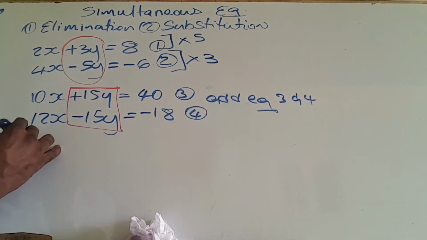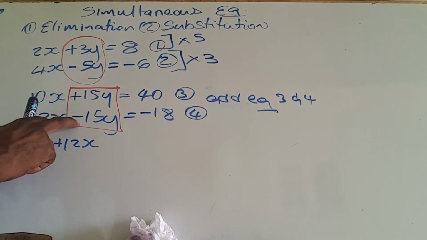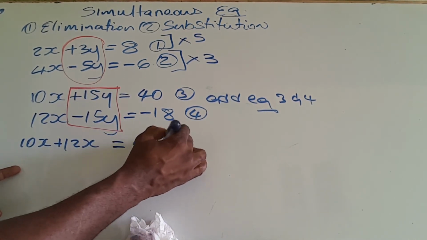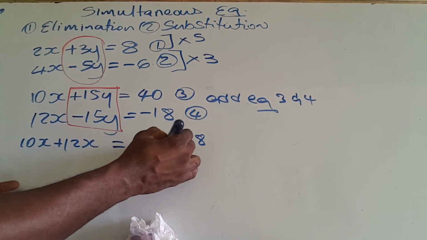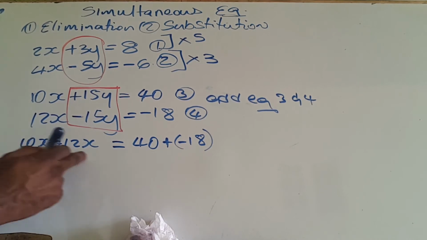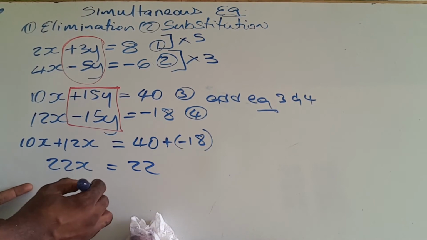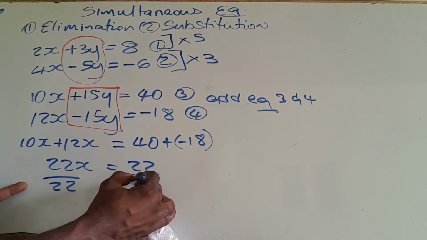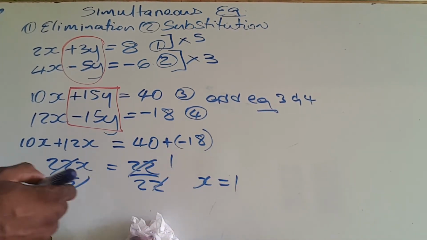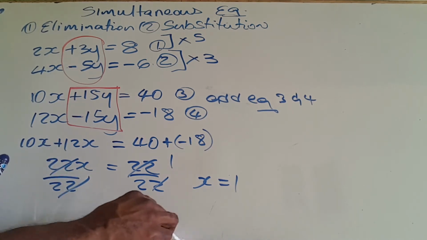So in this case, I'm talking about 10x plus 12x. When I add the y terms, I'll get a 0. Then when we add 40 plus a negative 18, that's what we have, all right? When I add these, this is 0, so I don't need to write it. This becomes 22x, which is now equal to 22. Then I divide both sides by 22. Then x is equal to 1. So here it is, I have part of my solution. x is now equal to 1.